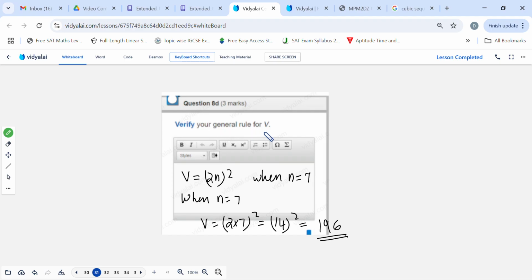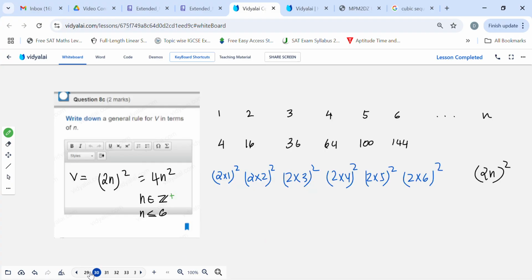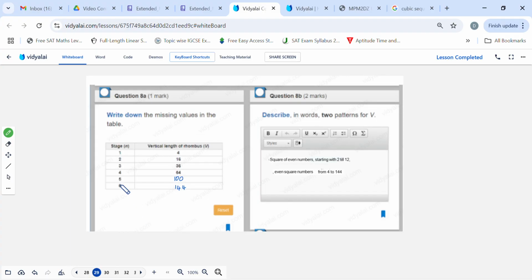Verify a general rule for V. So for verifying, we are taking the formula V is equal to 2n the whole square and substituting n as 7. So when n is 7, V is equal to 2 into 7 the whole square, which is 14 square, and which is 196. So when n is 7, it's going to be 196.